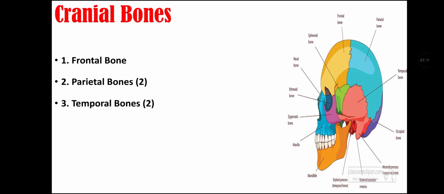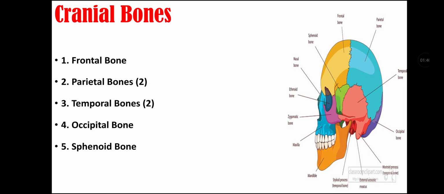Next bone we have is temporal bone. As you can see in the diagram, the red color bone is temporal bone. It is also a paired bone, so that means there are 2 temporal bones in every skull. Then we have occipital bone. You can see in diagram the purple color bone at the back and below region is occipital bone. It is unpaired bone.